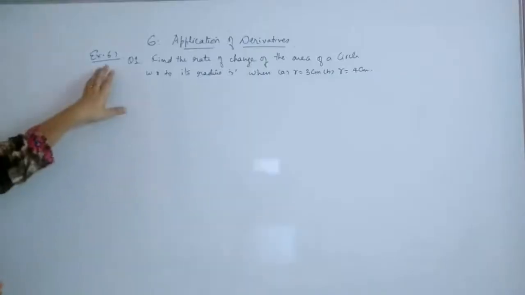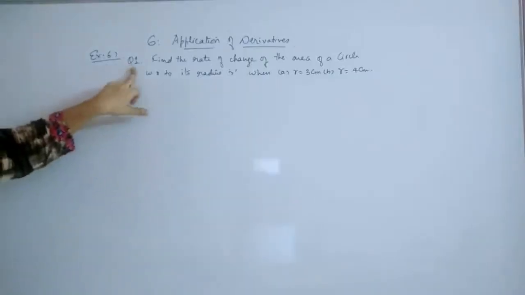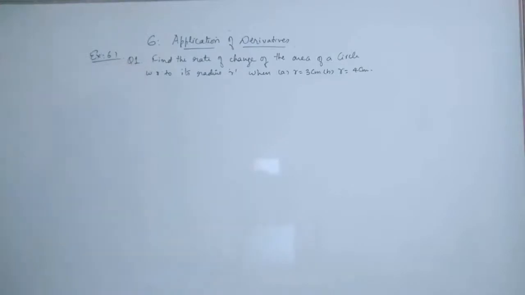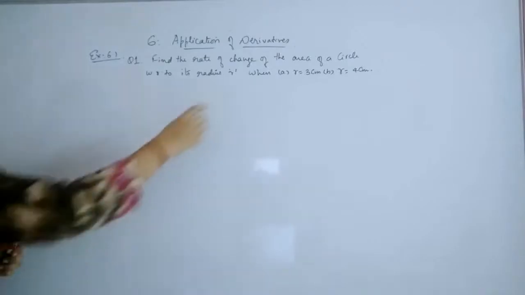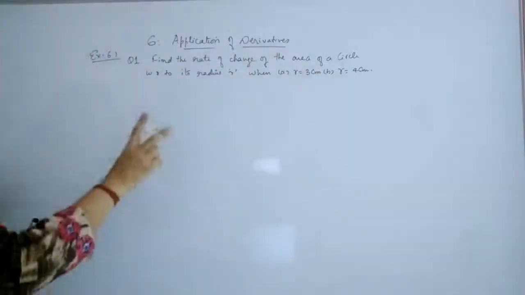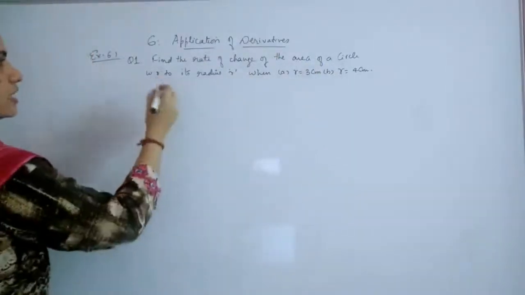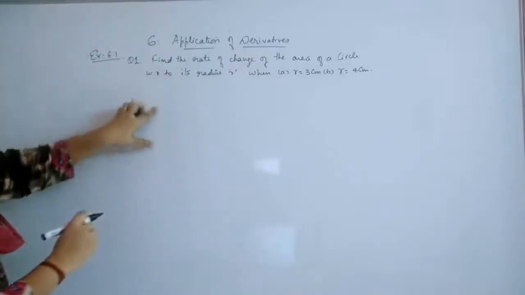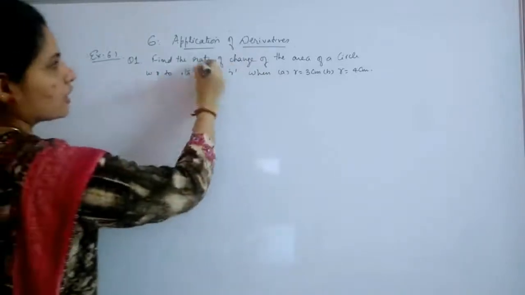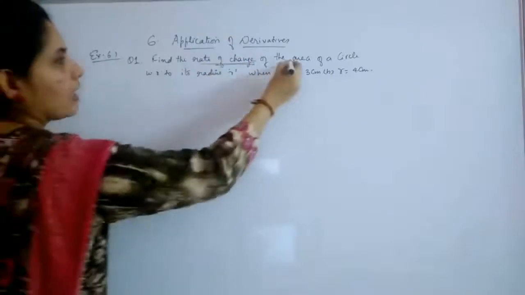So starting with the first exercise 6.1 of application of derivative, the first question is: find the rate of change of the area of a circle with respect to its radius r when r is equal to 3 centimeter and r is equal to 4 centimeter. You have two cases. For the first case and the second case, the main thing is not changing.